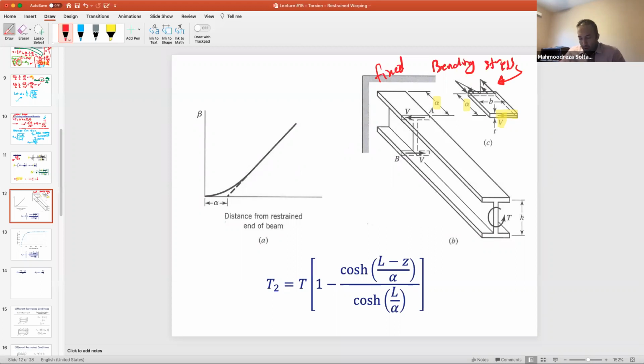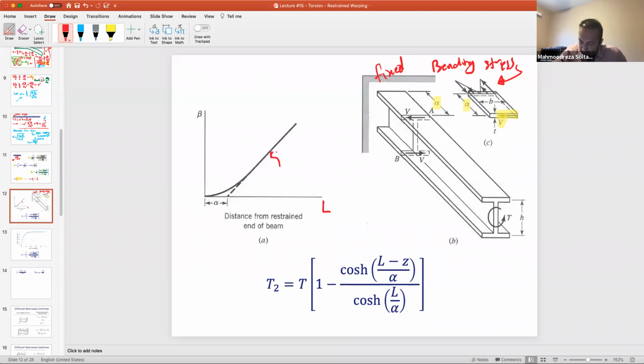Okay. So what will happen in your member? If you draw the beta in terms of length, at the beginning of your system, the beta would be affected by the warping behavior. So it is not linear. But as you pass the alpha region, where the warping was effective, the beta would be basically linear for the rest of the region because only the twisting shear is working for you. It would be like a classic torsion, in other words.